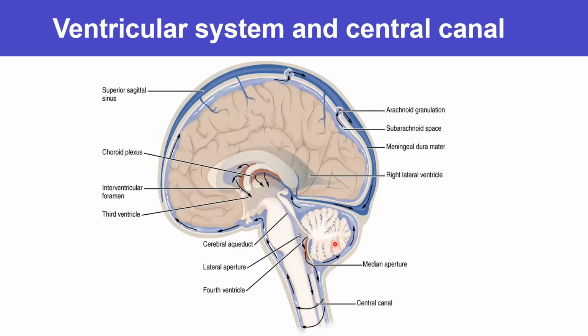This is how the ventricular system is connected with the central canal to the fourth ventricle. This is the fourth ventricle. The central canal is the central canal of the spinal cord. It is also connected to the venous system through the arachnoid granulations, and also to the subarachnoid space.